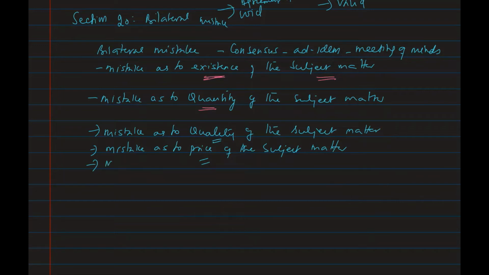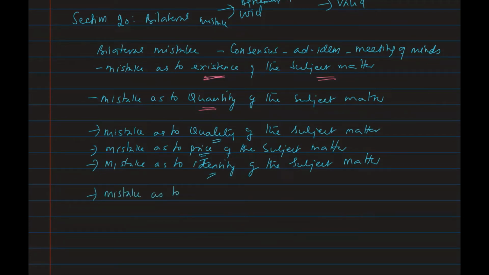Mistake as to identity of the subject matter. So A is talking about a car which he is willing to sell to B. A has got two cars. A is talking about a white car and B is talking about a black car. So both of them are under a mistake as to which car they're going to sell. So there is a mistake as to identity.